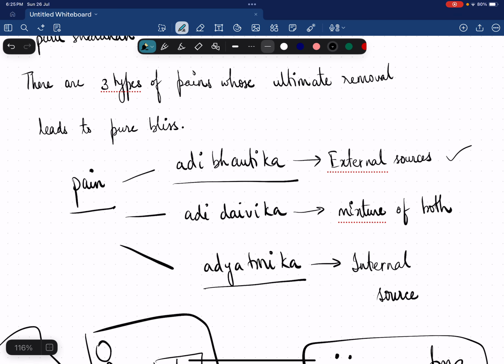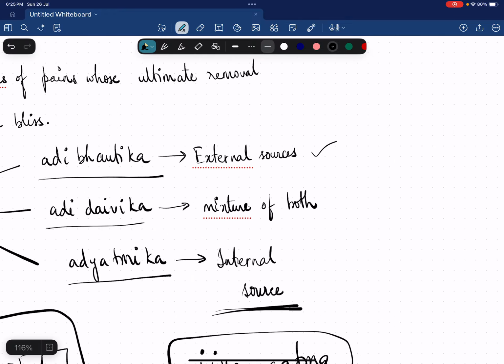Now pain can be because of someone else, pain can be because of your own self. You're thinking about something and you're getting hurt, you're dwelling upon a particular matter and that is hurting you. That is adhyatmika, internal source. You yourself are causing the pain. Adidaivika is basically when you don't really know why you're getting hurt. That's it. It's a state of confusion.